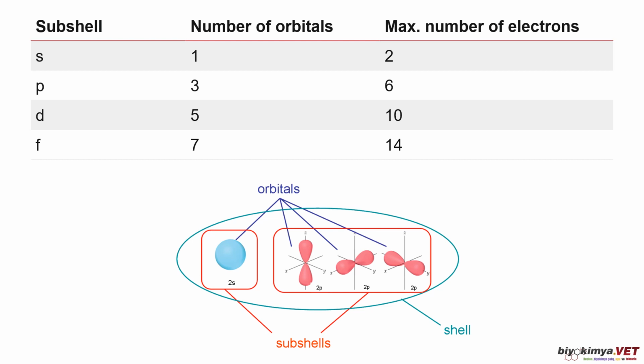Here in the table, you see the names of the subshells, the number of orbitals in a subshell, and the maximum number of electrons. These are named according to the angular momentum quantum number. And in the figure also, you see the schematic representation of shells, subshells, and orbitals.